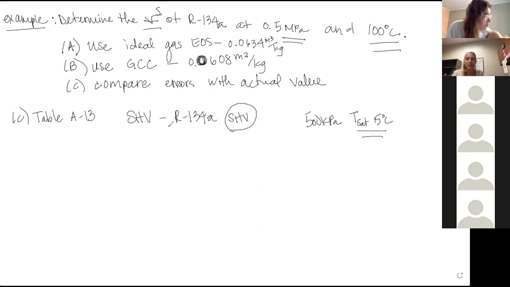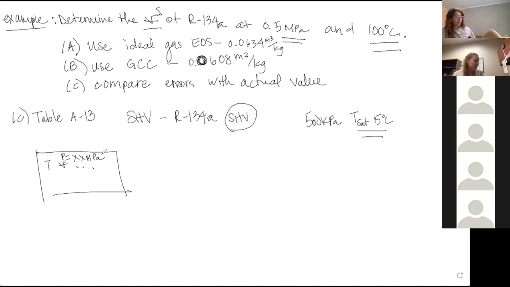We're going to be looking at table A13, which is for our refrigerant, not for water. The way it's laid out, we have our temperature, specific volume, and so on. And on the top, there's pressure equals whatever value in megapascals. So is everybody seeing that?